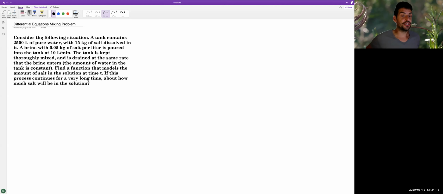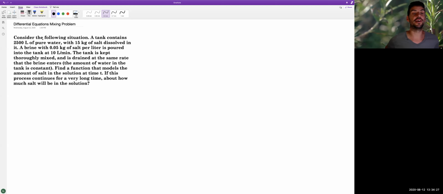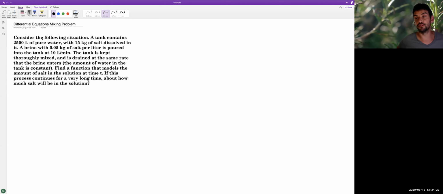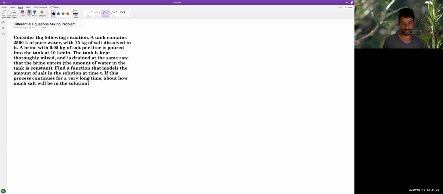We want to find a function that models the amount of salt in the solution at time t. And then there's a question, if this process continues for a very long time, about how much salt will be in the solution. Okay, so we'll come to those in a bit. We first really need to understand the situation. So I'm going to start with a little picture.